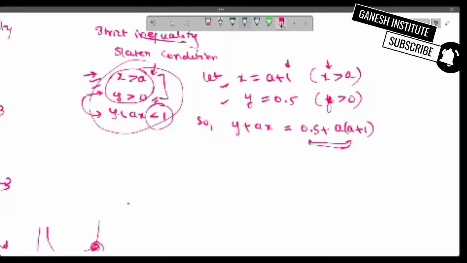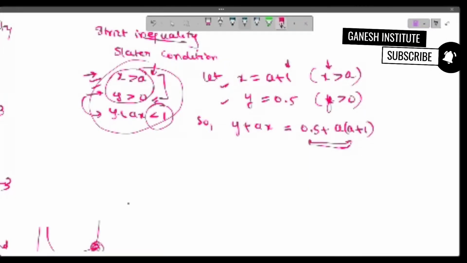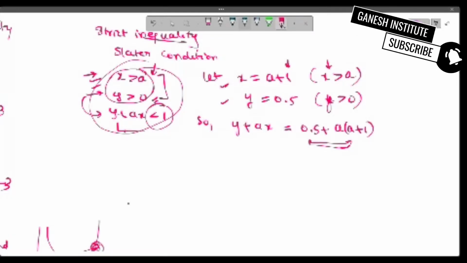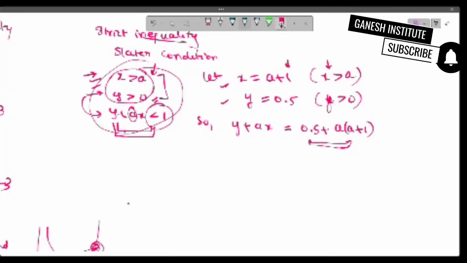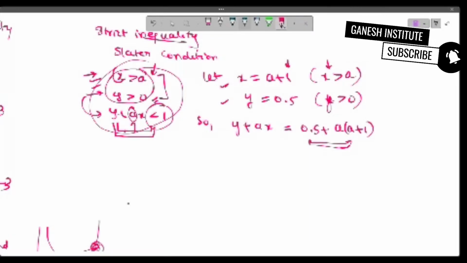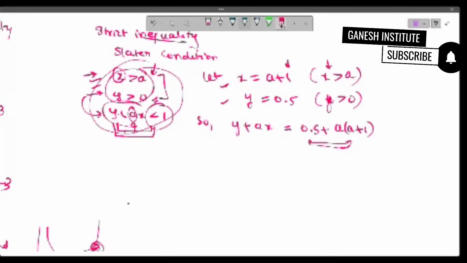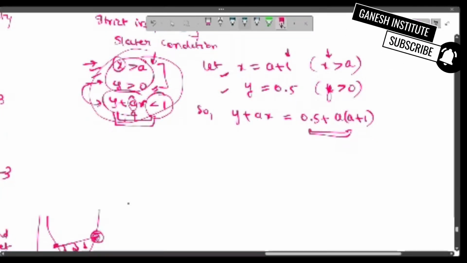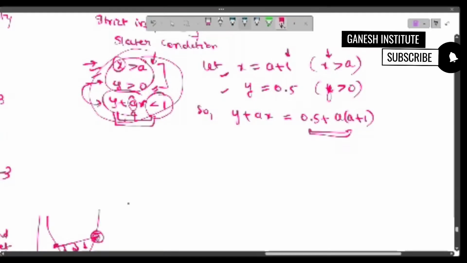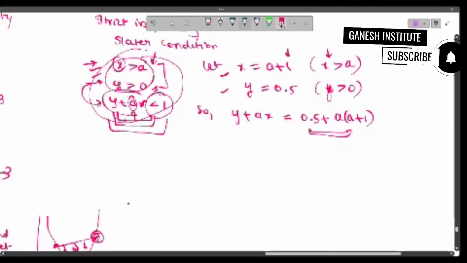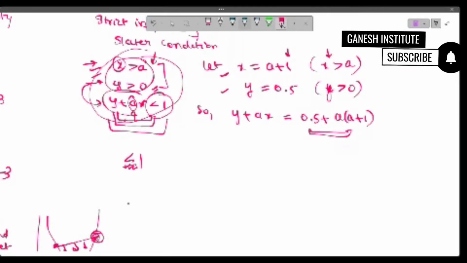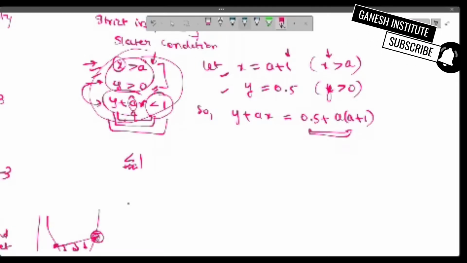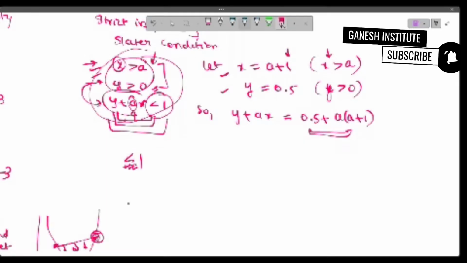Okay. So y plus ax has become 0.5 and a plus 1. I need to find such a value of a. Once you find a, you will get x also. You will get this whole function also. You need to find such a value of a for which the Slater condition, that means strict inequality, not equal to 1 but less than 1, will be followed, or will hold.